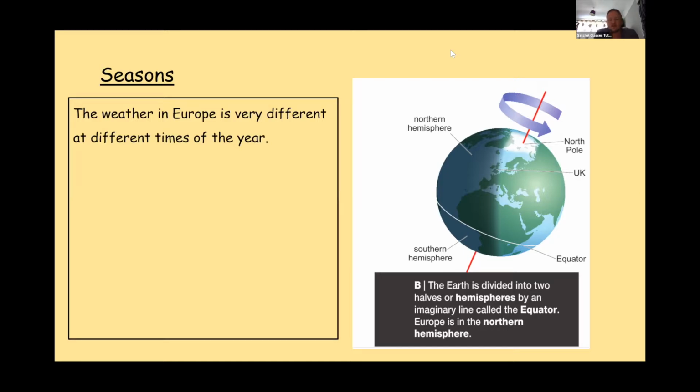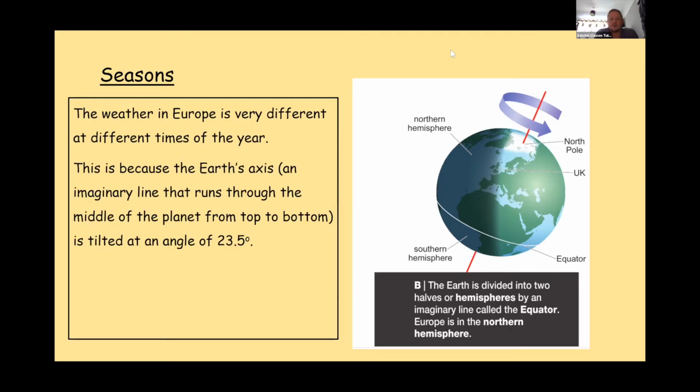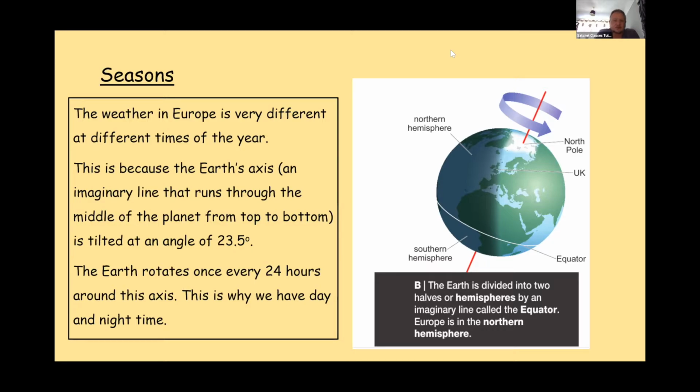Because of this, the weather in Europe is very different at different times in the year. The Earth's axis, that imaginary line that runs through the North Pole to the South Pole, is tilted at an angle of 23.5 degrees. The Earth rotates once every 24 hours around this axis, and this is why we have day and night time. As it's rotating, the side that's facing the sun is in daylight, whereas the side facing out into space is in night, but that will move around to face the sun, so they will have day, and the other side will go into night.